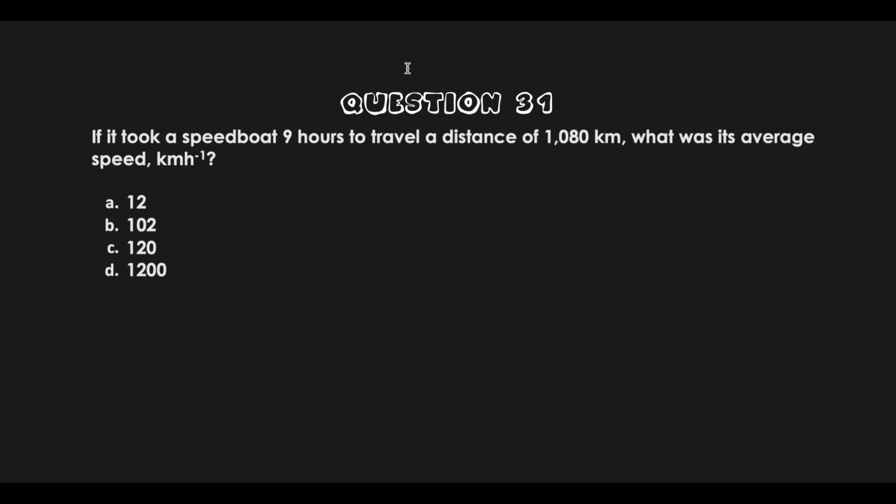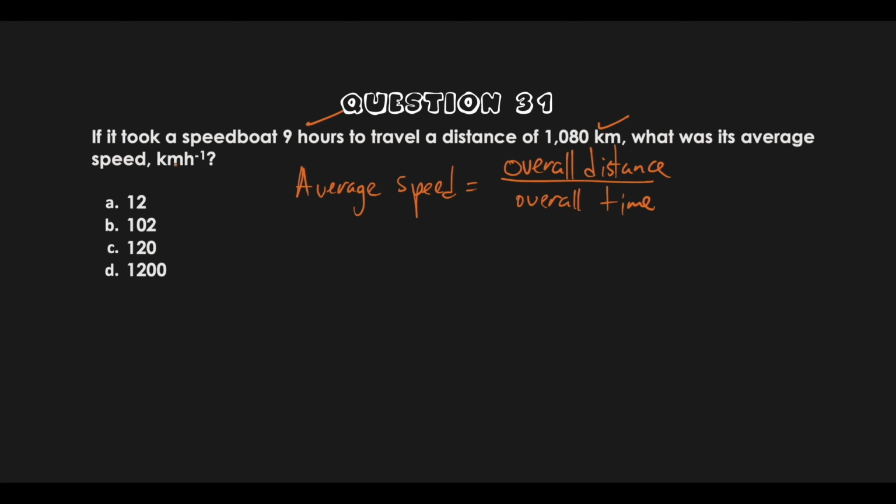So it took a speedboat 9 hours to travel a distance of 1,080 kilometers. What was its average speed? So average speed is equal to the overall distance divided by the overall time. The good thing is we have this in kilometers already, and we have this in hours, which are the units for this, so we don't have to convert anything. So what's the overall distance? 1,080, which must be divided by the overall time, which is 9 hours. So 9 could go into itself once. 9 can go into 108 12 times. So that means it could go into 1,080 120 times. So we'll have 120 over 1, which is 120. So our answer is 120.